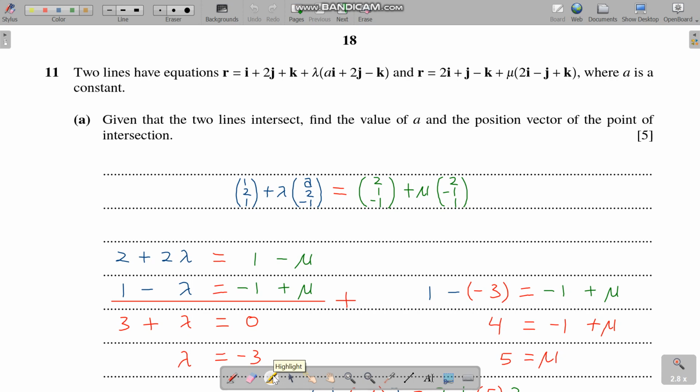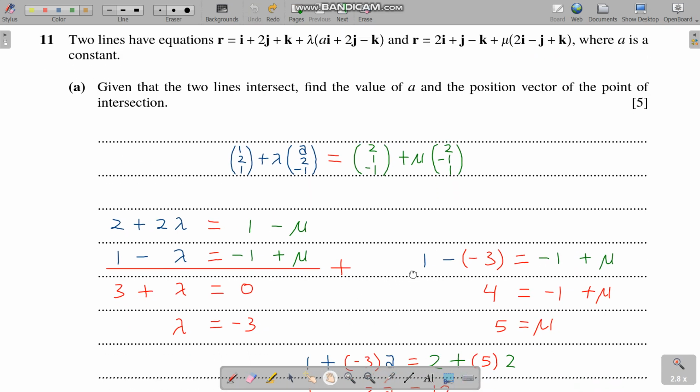Given that the two lines intersect, find the position vector of intersection. So from the first line, this is actually (1, 1, 1) plus (a, 2, -1) times lambda. For the second line, we have (2, 1, -1) plus mu times (-1, 2... 1). So just use column vector notation.